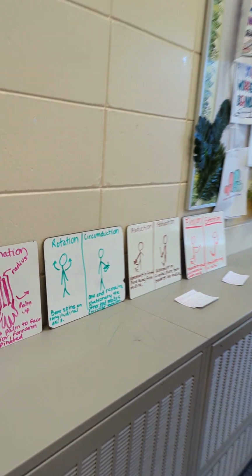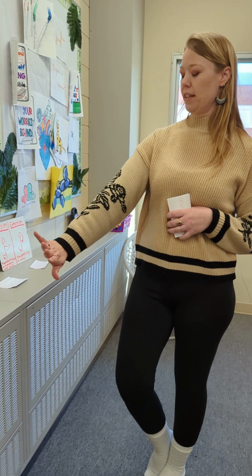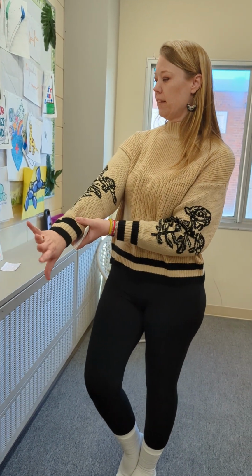Rotation, bone spins on longitudinal axis, so that's like turning my head back and forth. Circumduction, one end remains stationary, the other end makes circular motion. So that's, my arm is stationary, my wrist is moving.